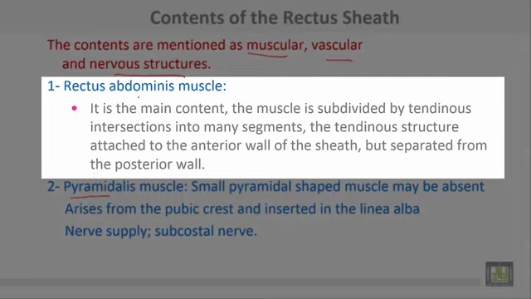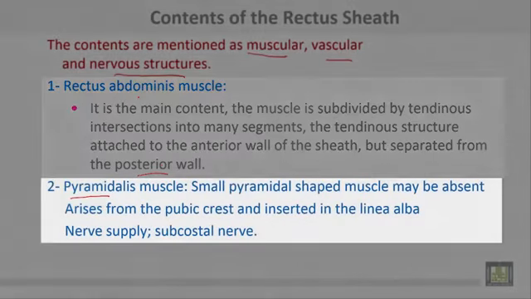It is subdivided again by tendinous intersections into many segments, and these intersections are attached, as we mentioned before, to the anterior wall of the rectus sheath but separated from the posterior wall to give a chance for passage of the superior and inferior epigastric vessels.